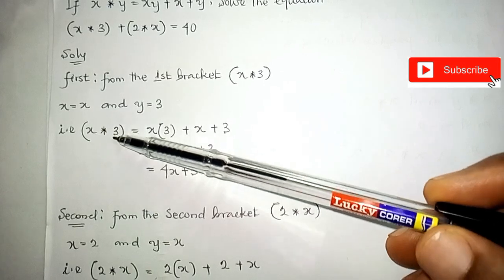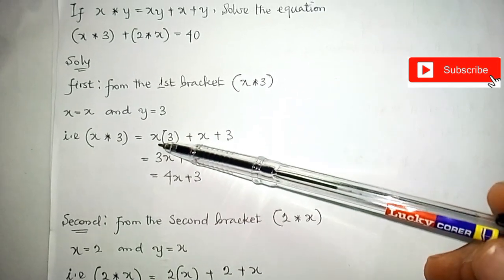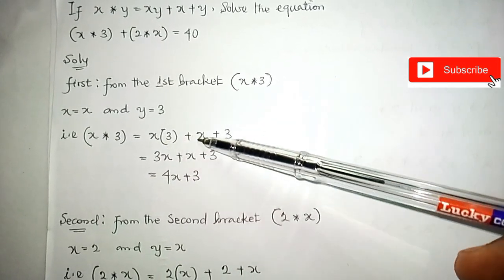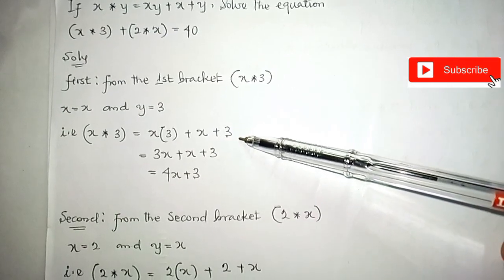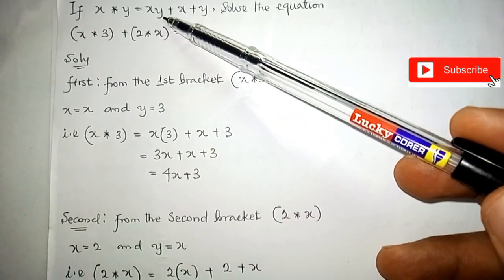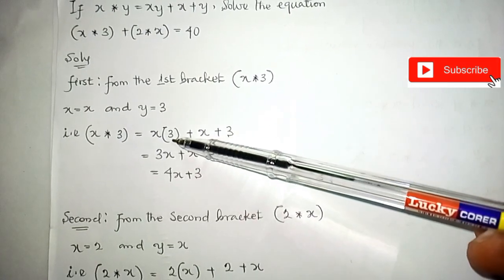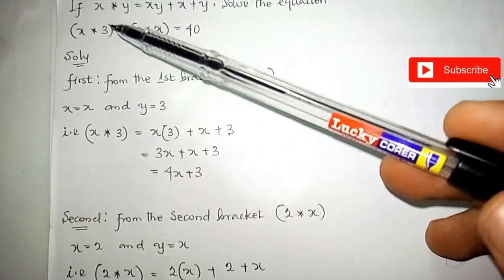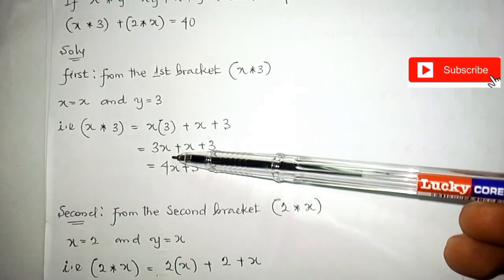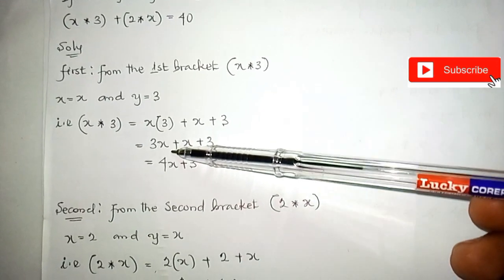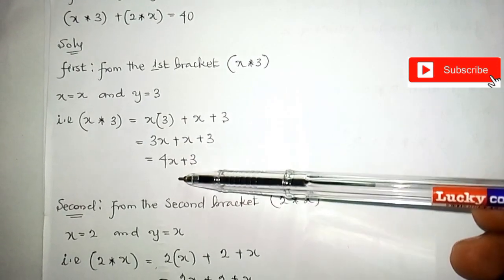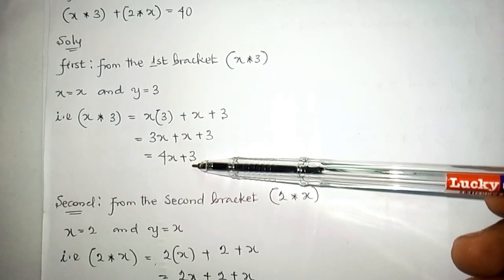So we have x asterisk 3 becomes x3 plus x plus 3. From here, where y equals 3, yx equals x. So then, if we collect the like terms and sum up, we have 4x plus 3.